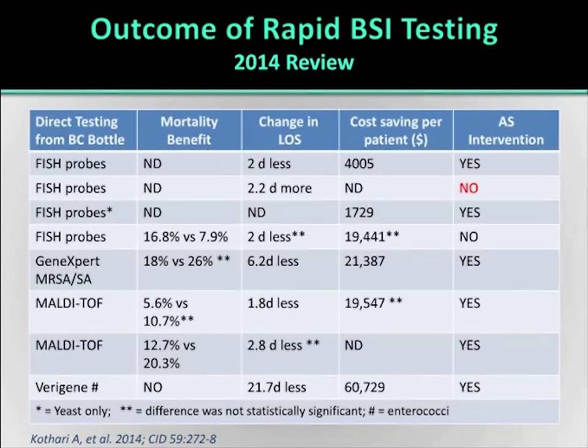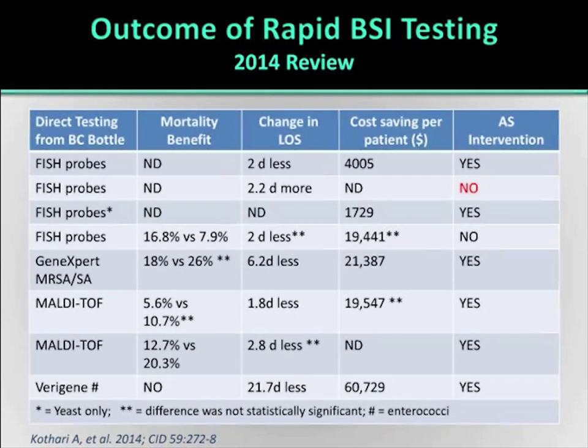And on the very right-hand column, you can see whether or not an antimicrobial stewardship intervention was done. So in the FISH studies in particular, when the antimicrobial stewardship intervention was done, as in the first study, 2 days less length of stay and a cost savings of $4,000. When there was no intervention, there was a slight change in the length of stay, or a similar change in the length of stay. But note what happened. There was actually an increase in the length of stay without the antibiotic stewardship intervention. In the third study, cost savings to the patient with this stewardship intervention, and I already mentioned the fourth study with the FISH probes, when indeed there was no intervention that was really done there for antimicrobial stewardship.